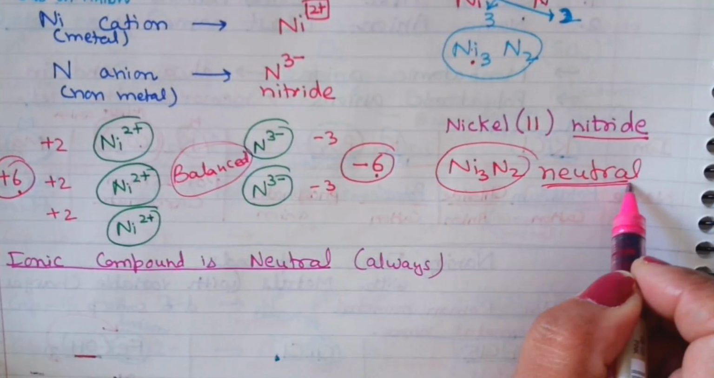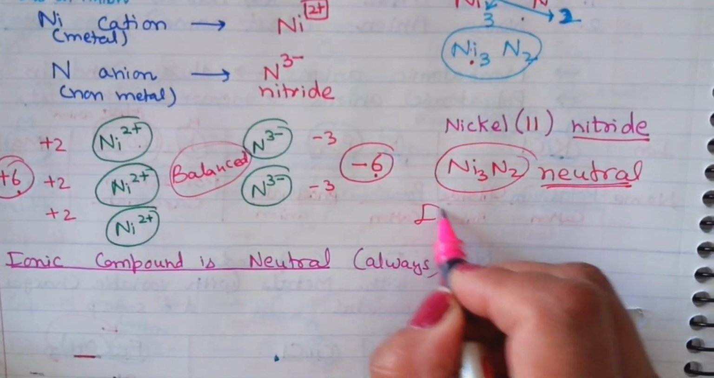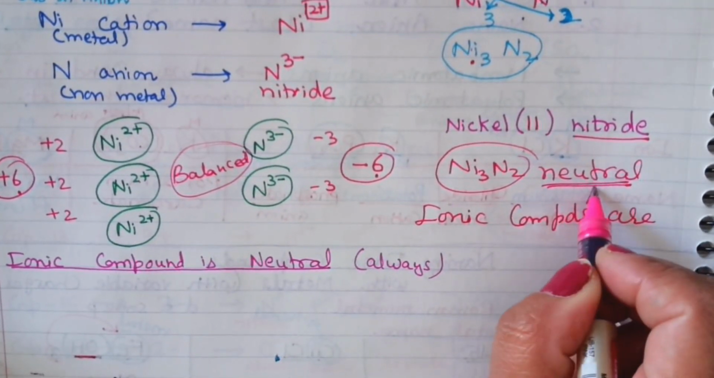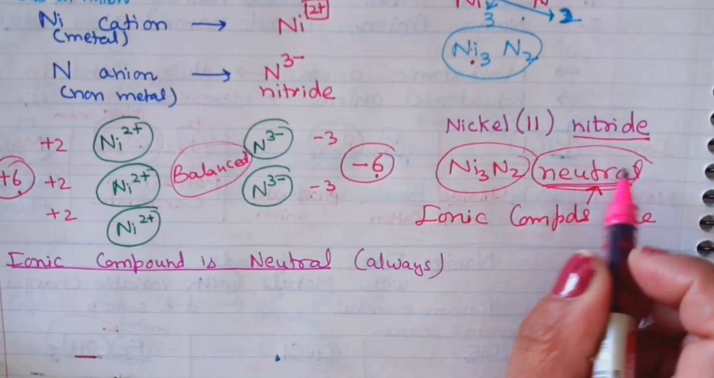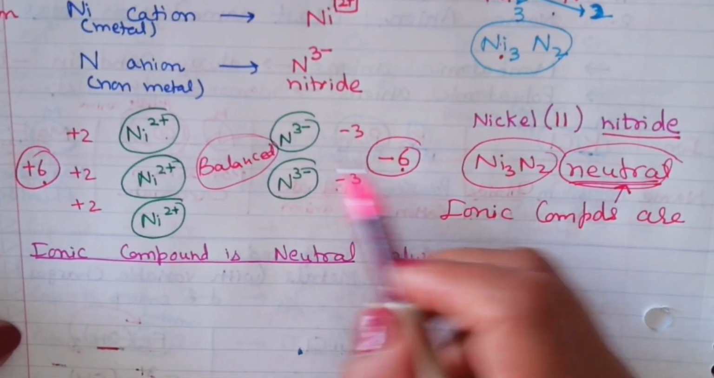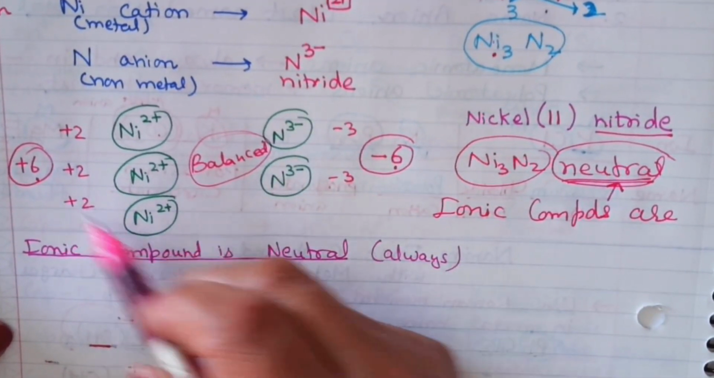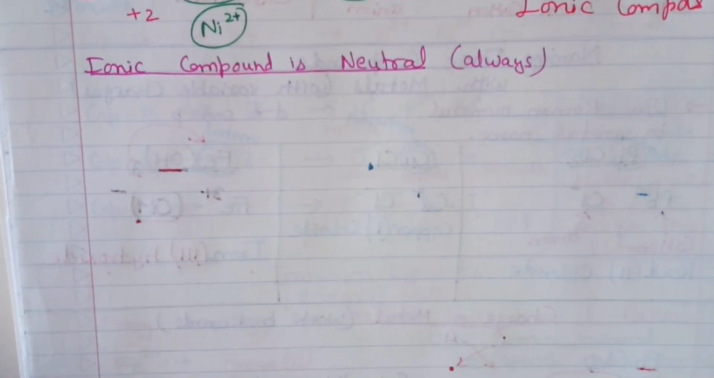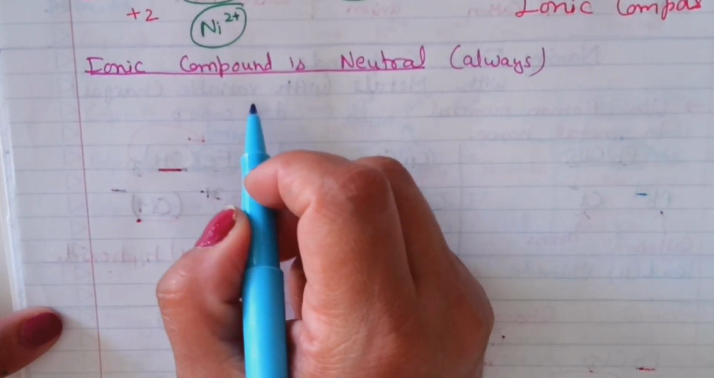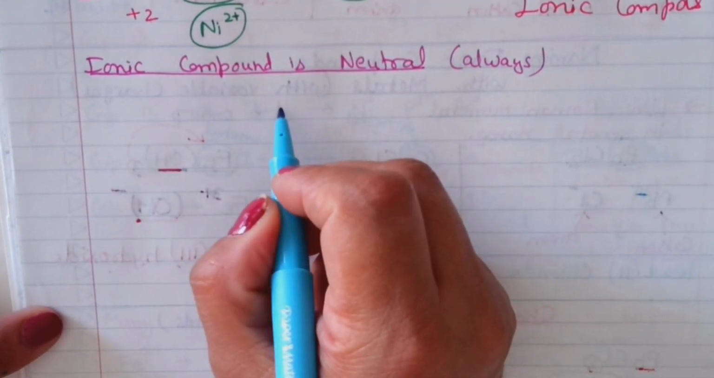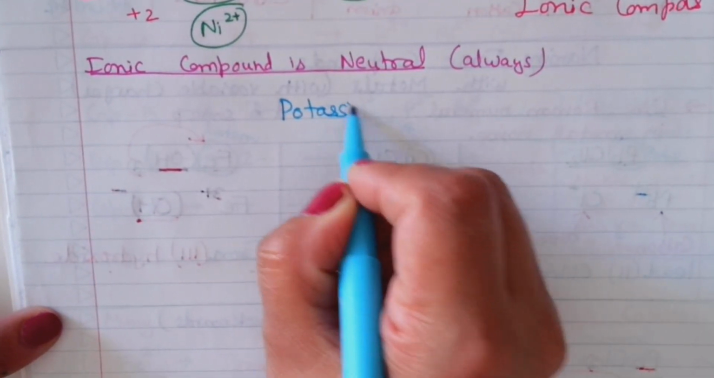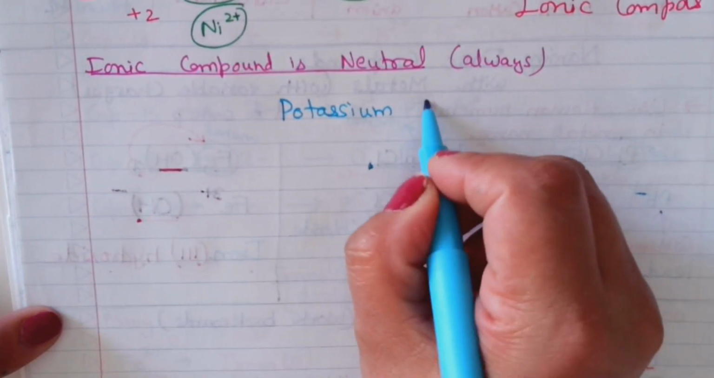Ionic compounds are always neutral. So ionic compounds are always neutral, always neutral. All the negative charges have to be balanced by the positive charges, right? Ionic compound is always neutral, right? Let's do another example and see if that makes sense. So first of all, let's write down the formula for nitrate.